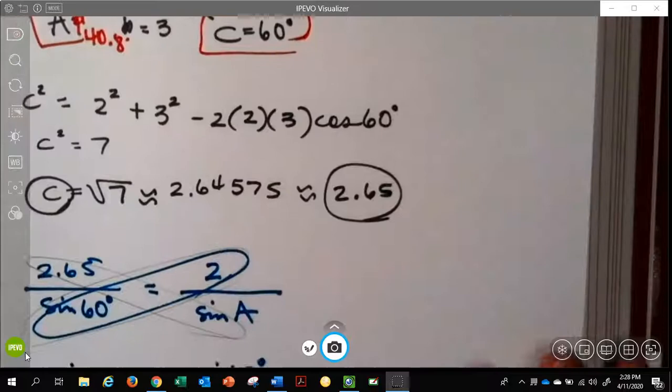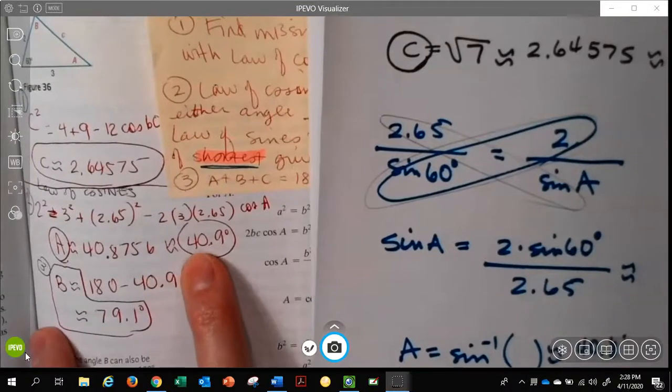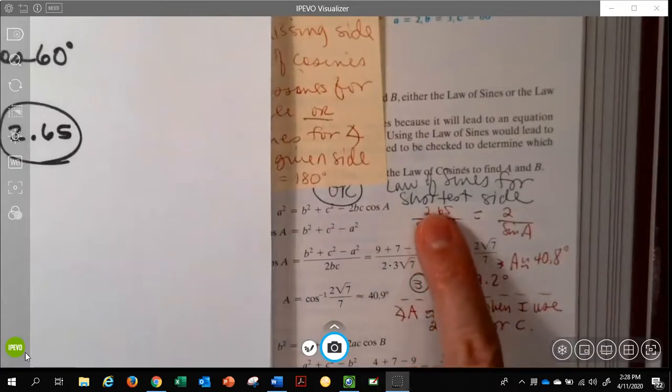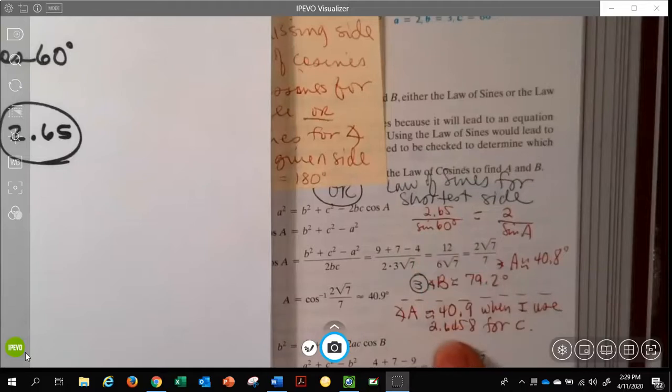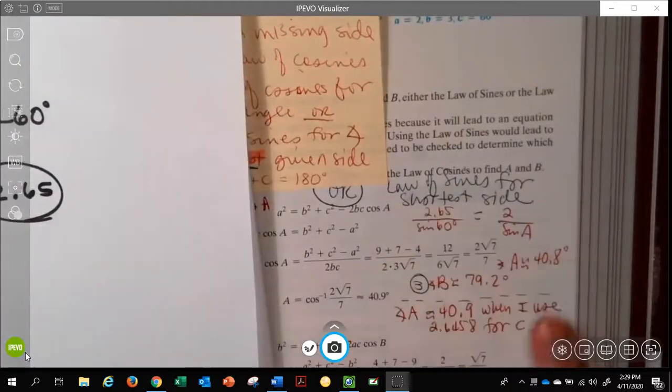And if you look right here, we got 40.8 for angle A. But when they did it, they got 40.9. If I would go back in and instead of putting 2.65 for my side, I think that was C, if I would have put in 2.6458, then I would have gotten what they got using law of sines, I mean, law of cosines. So here's what I mean.